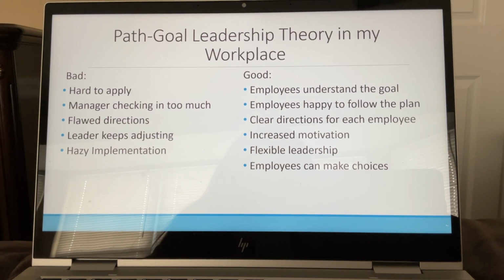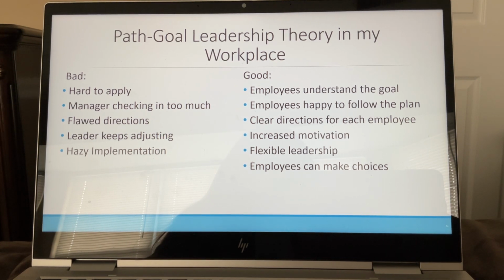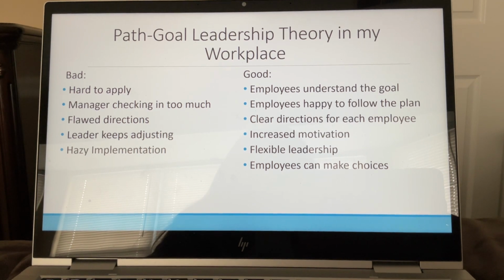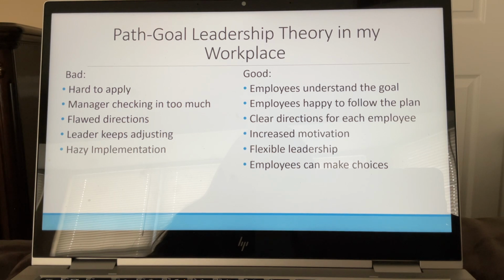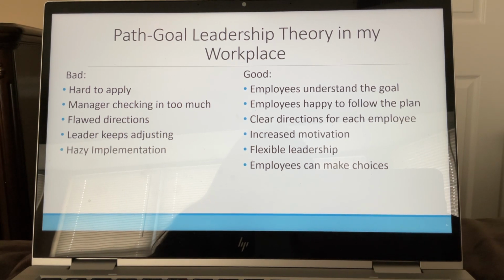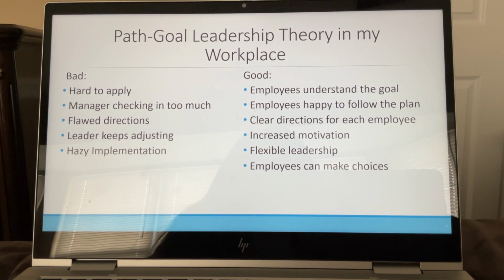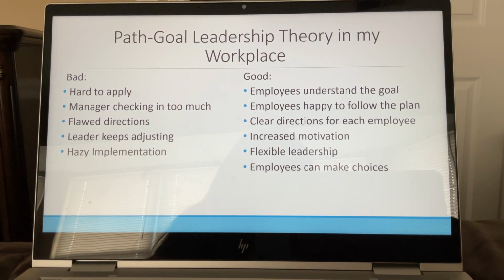So path goal leadership theory and why it's going to work in my workplace. Even if there's some negatives, the positives outweigh all the other theories we've talked about. So the negatives, sometimes it's hard to apply. Managers are micromanaging. They don't give good directions. The leaders keep adjusting their different leadership styles when they should only pick one. And it's hard to implement.